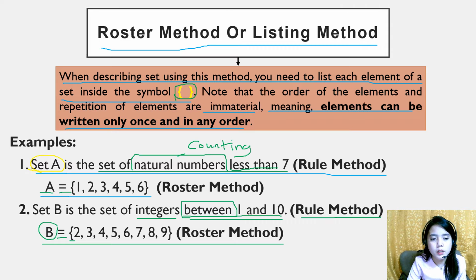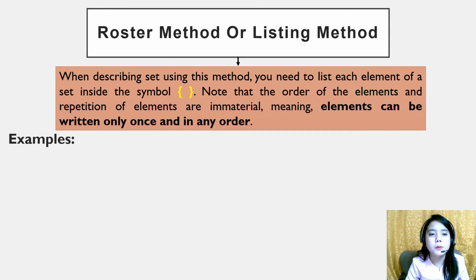Example, imong ibutang si B is equal to 9, 8, 7, 6, 5, 4, 3. Okay lang na siya. Tama lang gihapon na siya, kay set man na siya. Dere oh. Order of the elements and the repetition of elements are immaterial. So, dili siya mag-matter. Okay? Bisan pag magbali-bali na, basta ang importante, naa sa sulod ang mga tama nga elements. Okay. Let's proceed to the next example.